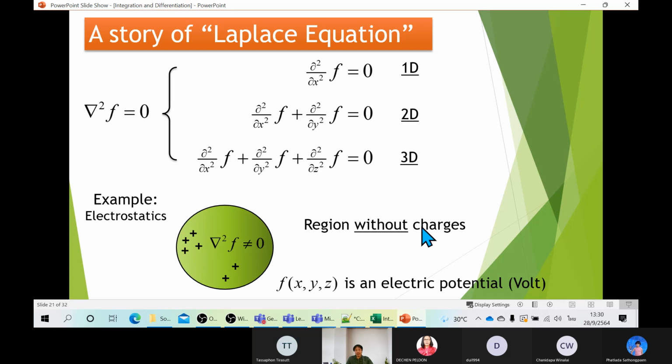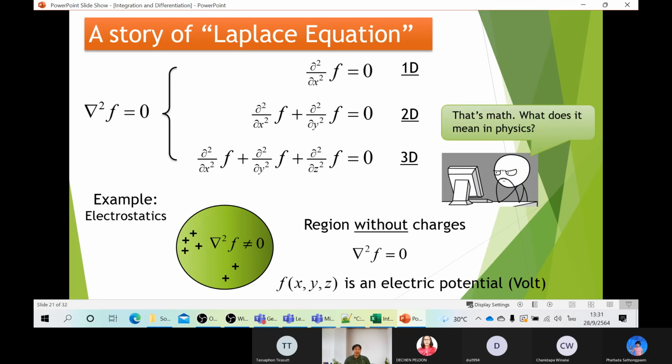What about the region where you have no charges, or in space? In this case, it can be proved with mathematics, or maybe it's not a proof, it's a theory, that the Laplacian of F, of the potential, is always 0. So this is an example of the Laplace equation. The Laplacian of F is always equal to 0 for electric potential outside of the charge region. So that's the introduction of the Laplace equation.